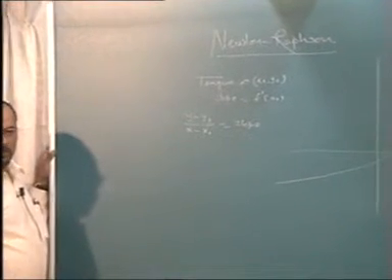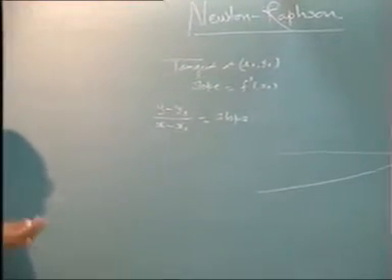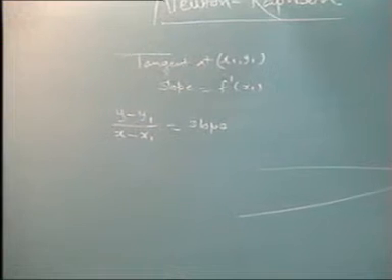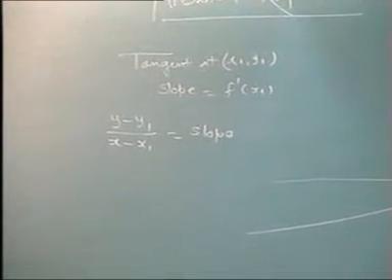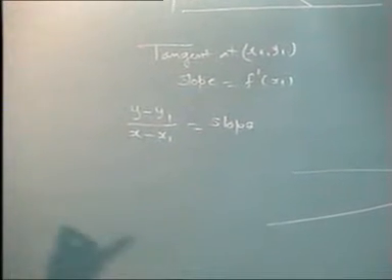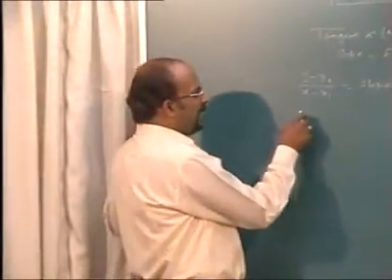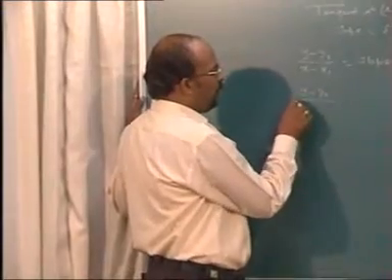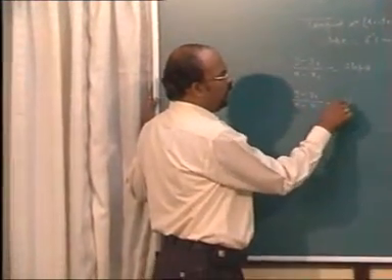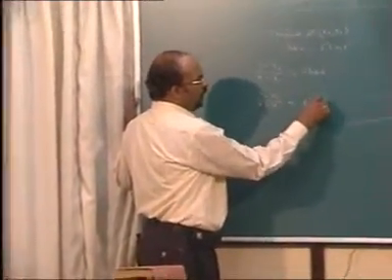This is the equation of the line. We don't have a second point, but we can equate (y minus y1) upon (x minus x1) to the slope, because the slope is actually (y1 minus y2) upon (x1 minus x2) from the previous equation. Now I can say that therefore (y minus y1) upon (x minus x1) equals f dash of x1.